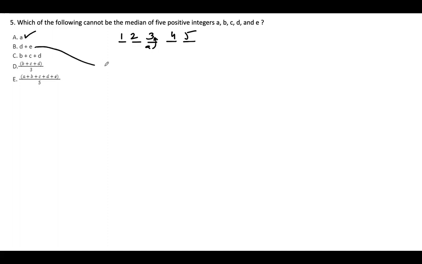Can D plus E be the median of 5 positive integers? Can you make a case? Okay, we can assume all of them to be the same values like 1, 1, 1, 1, 1. No, but if all values are 1, where is D and where is E? Let's say this is D and this is E. So 1 plus 1 is equal to 2, but is it equal to the median? Like the 5 values, sorry.